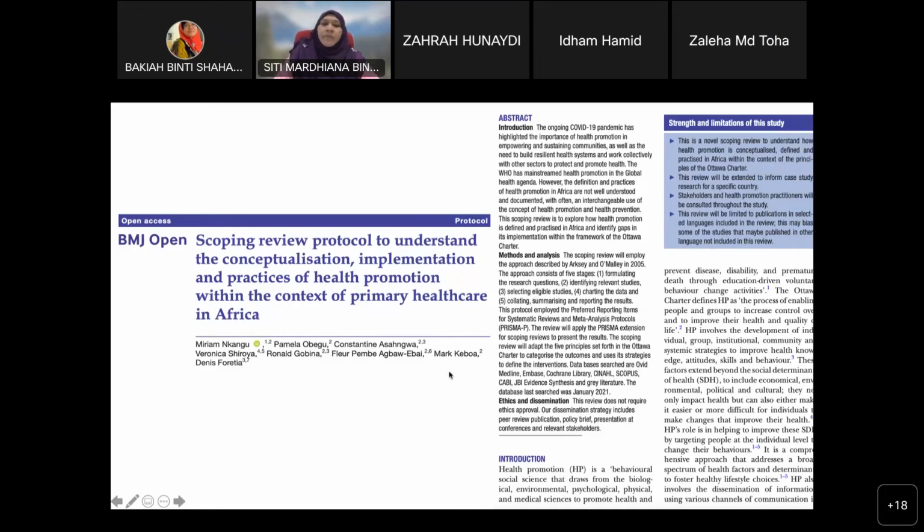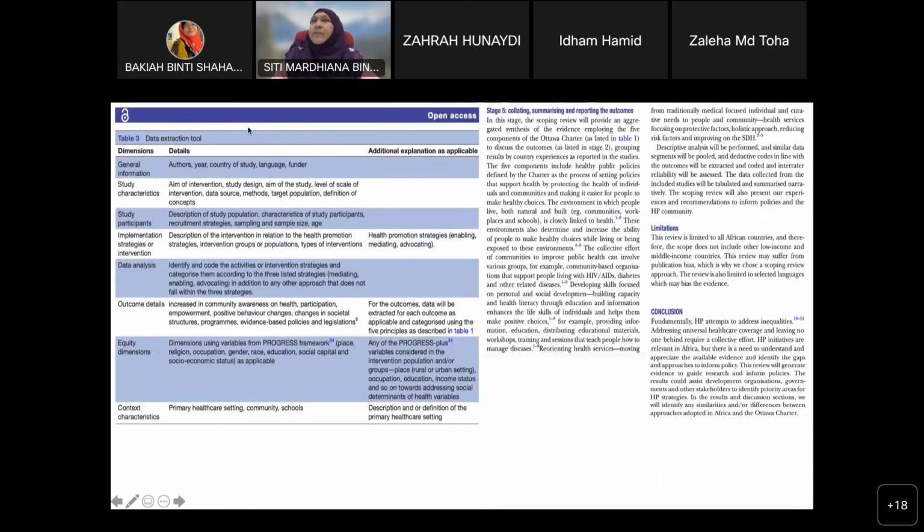Okay. And although it's a protocol, you don't have the results yet because you haven't conducted the study, but if you want to publish the protocol, you still need to provide the table on how you're going to extract the data from all the papers that you found. Okay. And then at the end, you need to mention for each stage of Arksey and O'Malley how you will conduct that, explain, and then mention the limitations and also the conclusion.